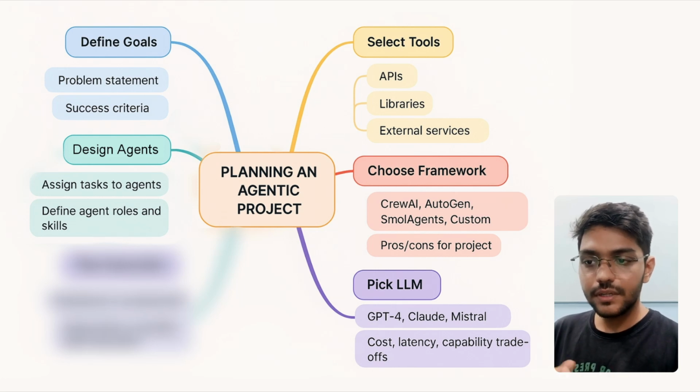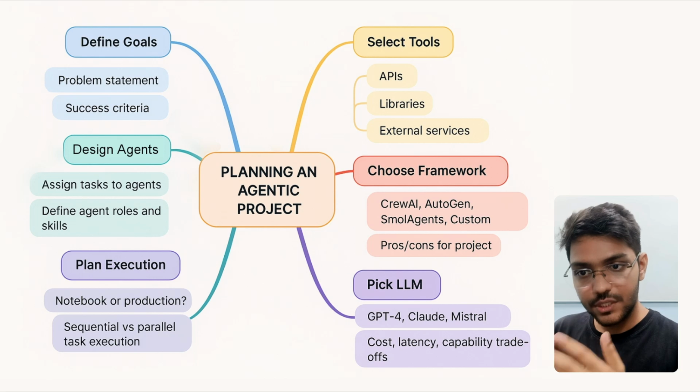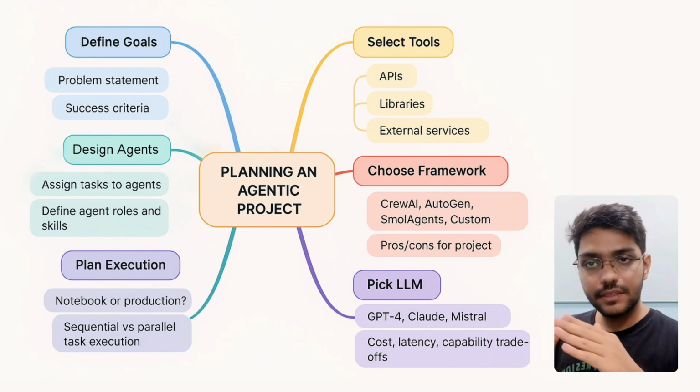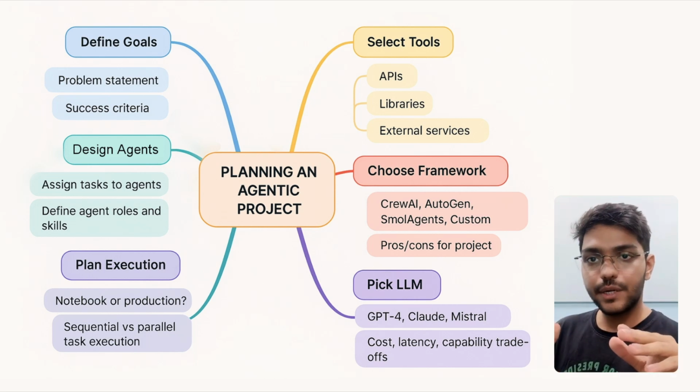So the last one is the execution of the AI agents. For our use case, the first agent will convert the task into subtasks, and then these subtasks will be provided to the next agent.